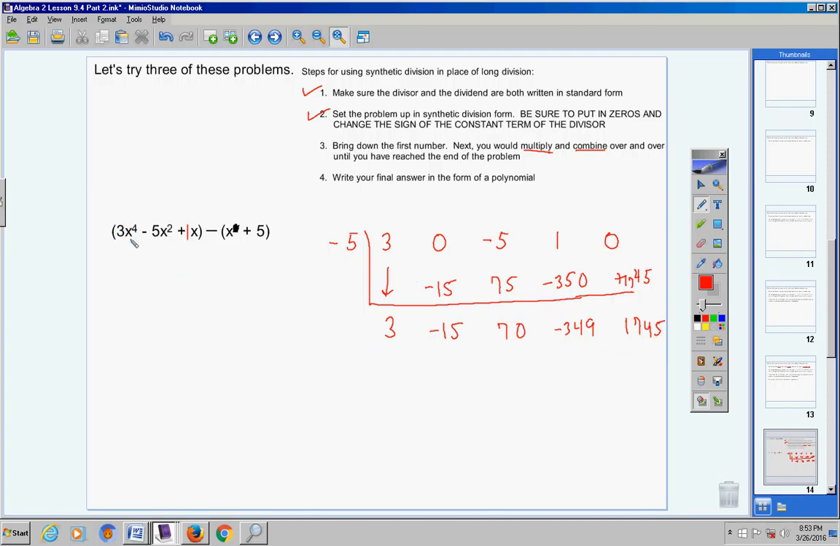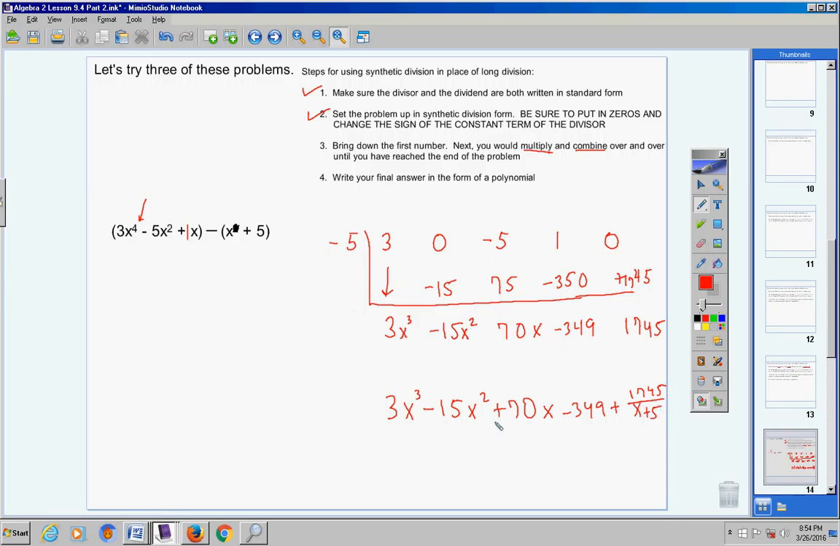Are you ready? What is the degree of your dividend? 4, right? So we're going to start with x to the third power, 1 less than this. So I'm going to put an x to the third here. This is my x squared term. This is my x term. This is my constant term. This is my remainder. So my answer is 3x cubed, negative 15x squared, positive 70x, negative 349, plus 1,745 over your divisor, x plus 5.